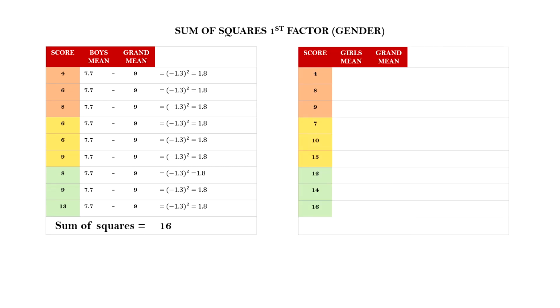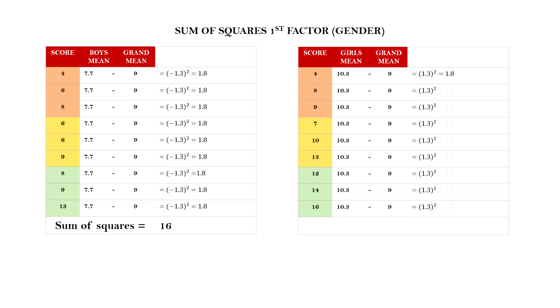So for the girls, we have the same data but different scores. And if we total it and divide it by 9, the girls' mean, we will get this 10.3. And then again, same thing with the boys. We will minus it to the grand mean, which is 9. So in this case, we will get 1.3 but in positive form. And then square, so we'll get 1.8. So same thing with the boys, times 9. So if we sum it up, we will get 16.2.